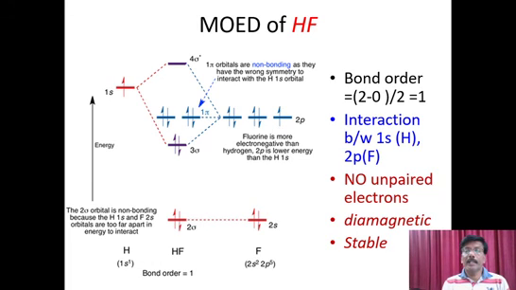Are there any unpaired electrons here? No, not at all, because the unpaired electrons are now totally paired up. Therefore, it is diamagnetic in nature. And as the bond order is not zero or negative, it is a stable molecule. So this is the molecular orbital diagram to understand hydrogen fluoride.